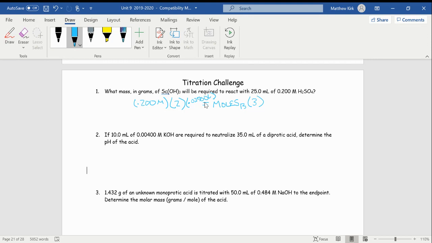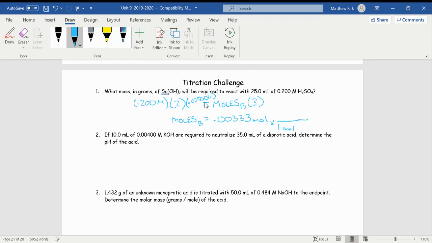So 0.2 times 2 times 0.025 divided by 3, and I'm going to have 0.00333 moles of my base. And that's my first part. To finish this, I need to know grams, so I know that I have to get rid of moles.